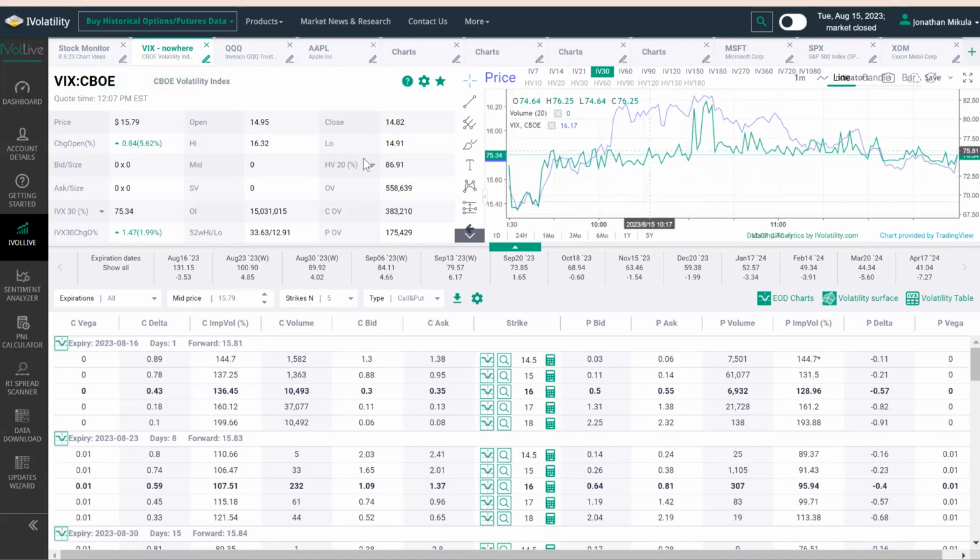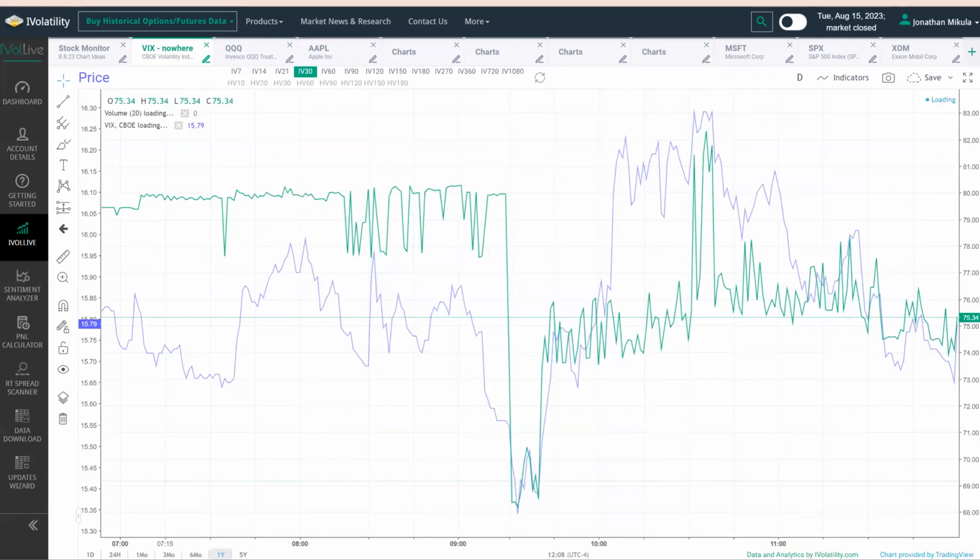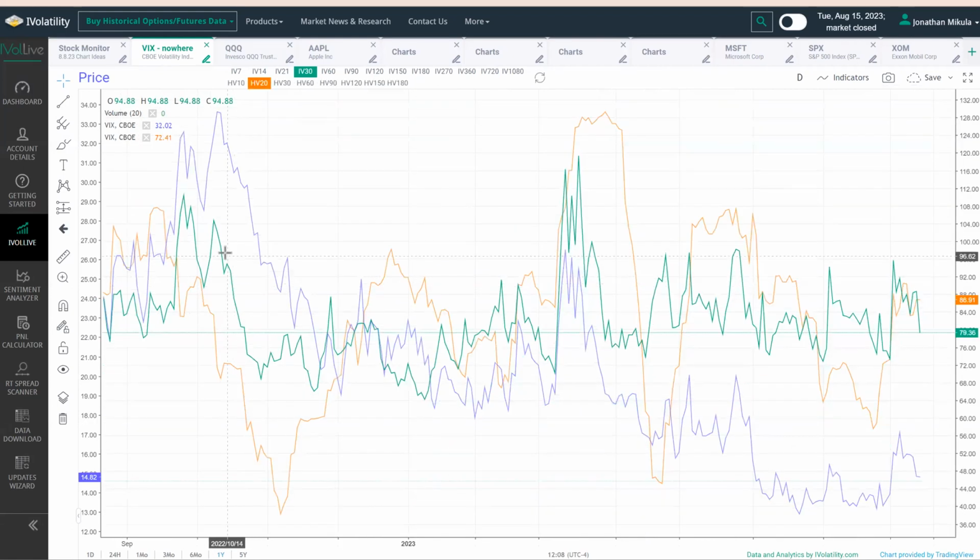The VIX is very important, and what's unique about IVolLive is that we have the ability to measure the implied volatility of the VIX. So I showed this in charts part 1. My favorite is this 1-year view. And what we're looking at here, our legend is we have price in blue, and then we have implied volatility in green, and we have historical volatility in orange.